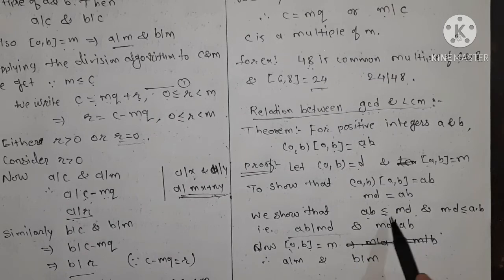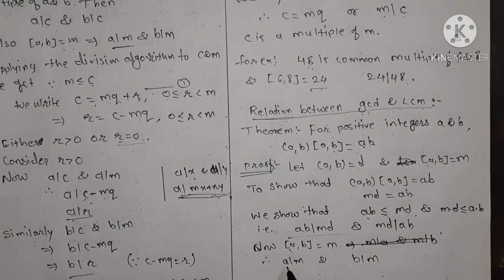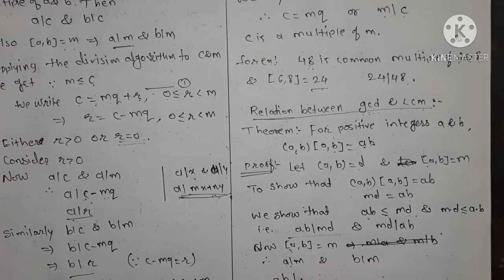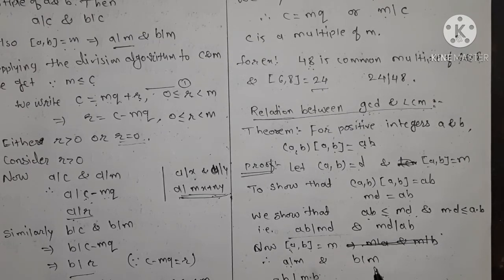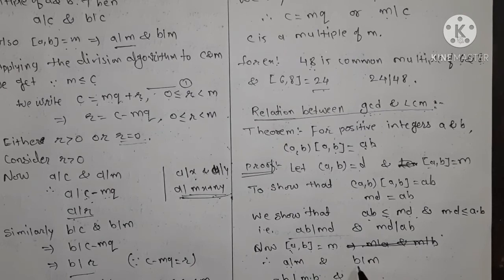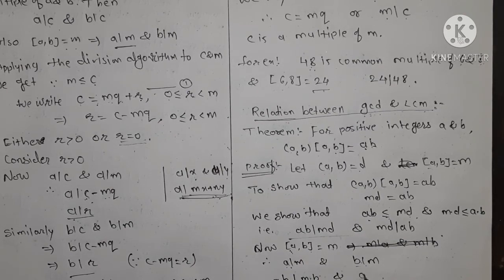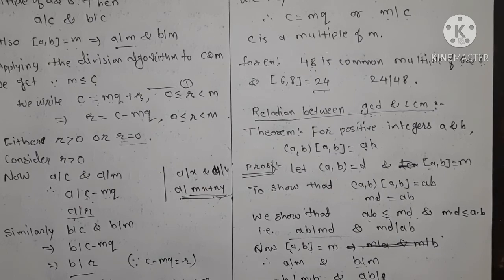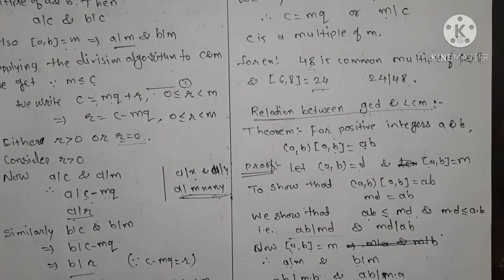We have to show that AB is less than or equal to MD. So we multiply this by B, and we get AB divides M into B. And we multiply this by A, so that we get AB on the left hand side. So A into B divides M into A. Okay, so AB divides M into B, AB divides M into A.